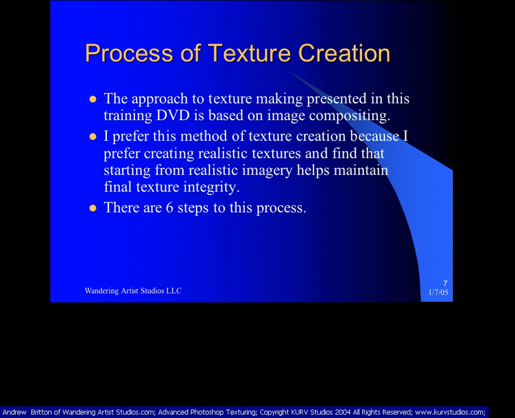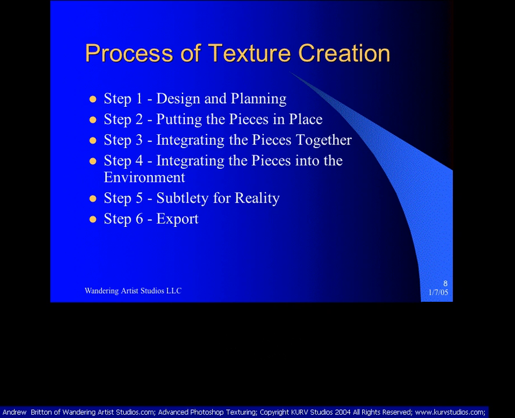So the process of texture creation. The approach to texture making presented in this training DVD is based on image compositing. So briefly, I take textures that already exist and are images of real things, and I bring them together to make a larger whole. I prefer this method of texture creation because I prefer creating realistic textures and find that starting from realistic imagery helps maintain final texture integrity. There are 6 steps to this process. Each of these steps, it's not cut and dry.